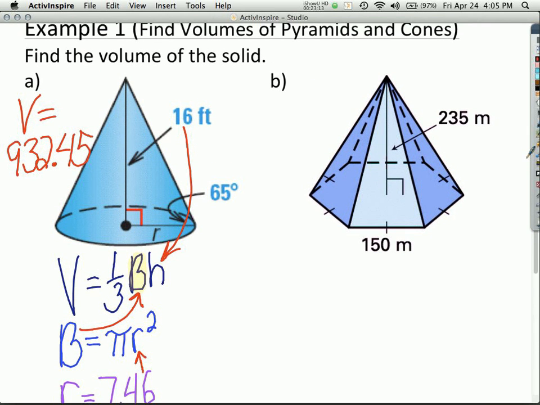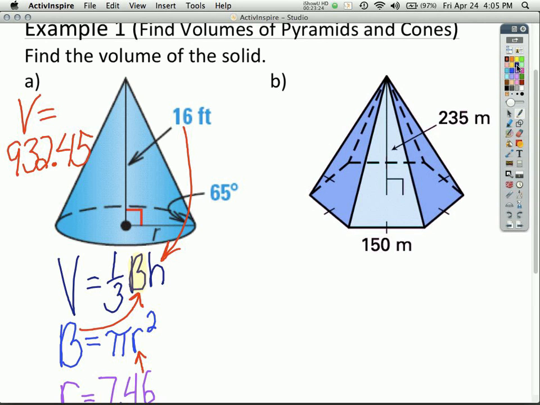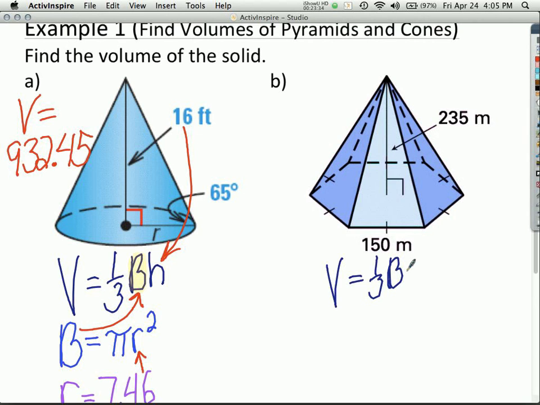Okay, so now we've got a pyramid, and the base of the pyramid is a regular hexagon. So this is a hexagonal pyramid. To find the volume of it, here's the beauty of using this method, it's the same. It's going to be 1/3 big B times H.